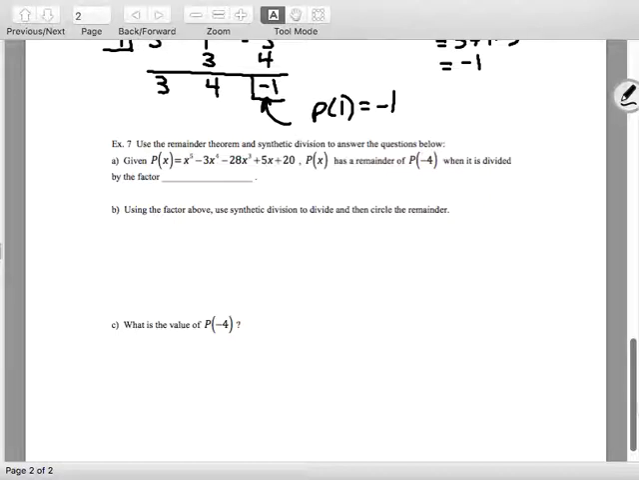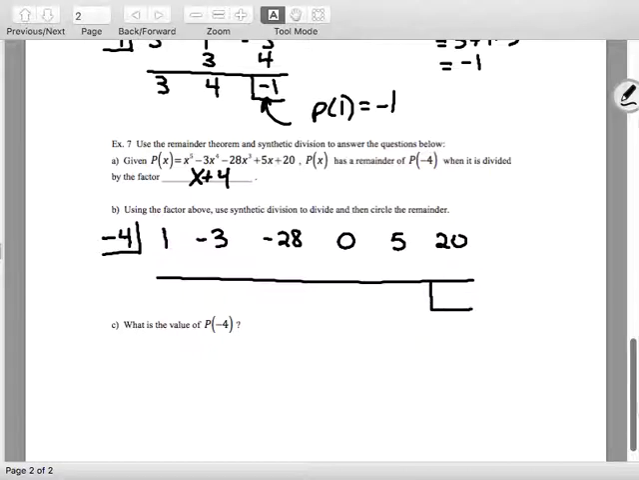X plus 4. Good job. Okay, so it is the opposite. It's always the opposite number. All right, so you were dividing by x plus 4, so let's do that. We're going to do the division, so it really is negative 4, and we're going to go 1, negative 3, negative 28, there's no x squared, so I need a 0, a 5, and a 20.